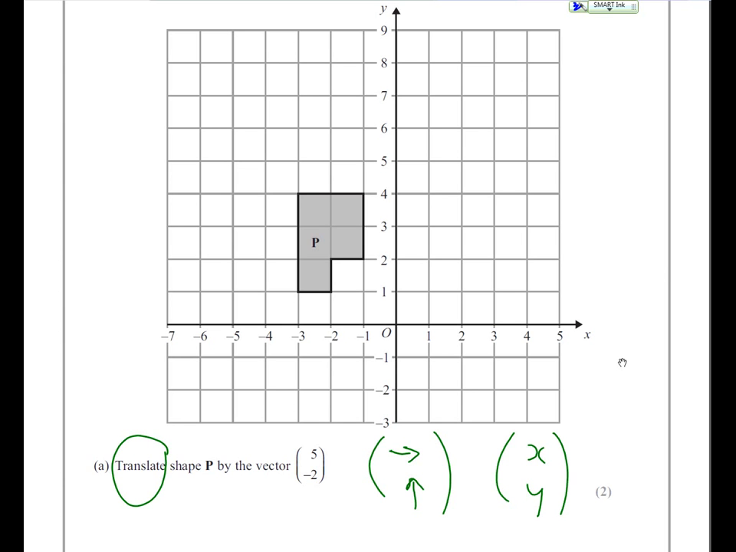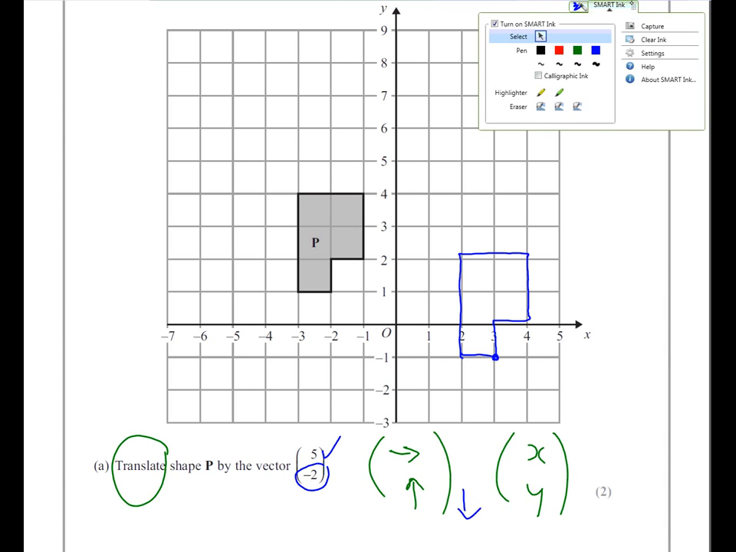Pick a point. This is crucial here. Now, if I was in my actual exam, I wouldn't be able to do this trick I'm doing now, but so you can see what's going on. 1, 2, 3, 4, 5 to the right. Now this minus 2 means instead of going up, you go down. 1, 2. Done. Okay, that's your new shape. That's 2 marks.